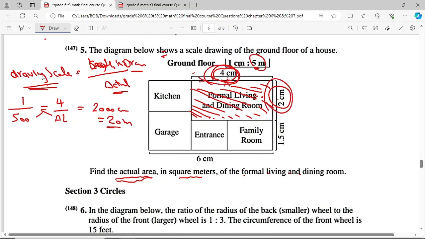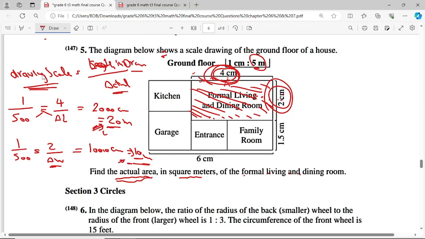We'll take for the other side in the same equation, 1 over 500 would be equal to 2 over actual width. This is the actual width. So it will be equal to 1000 centimeter. Change it to meter. So it will be 10 meter. So I get now the actual length and actual width. This is the actual length and this is the actual width.